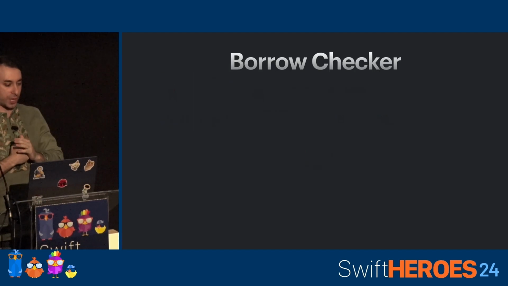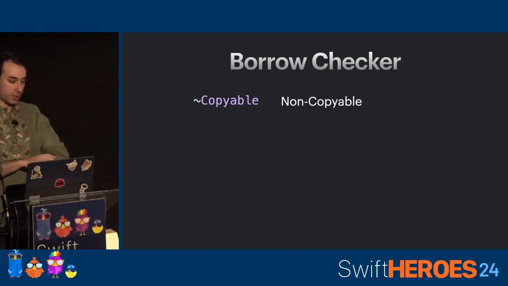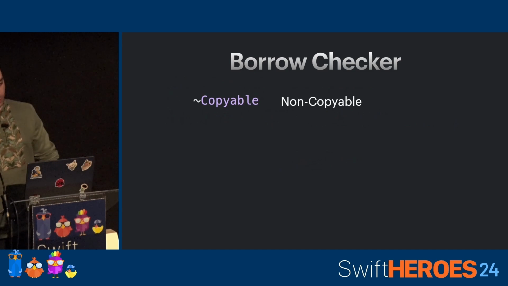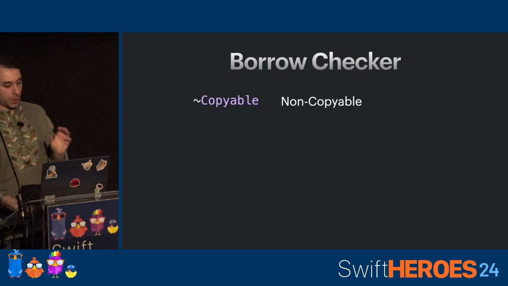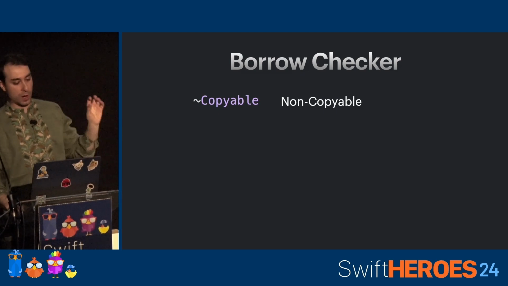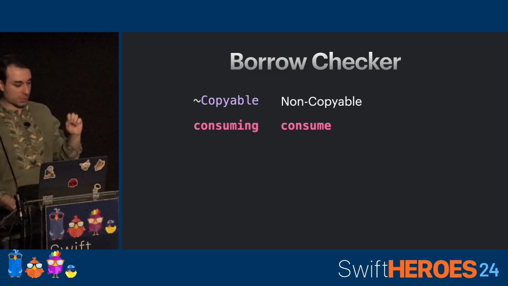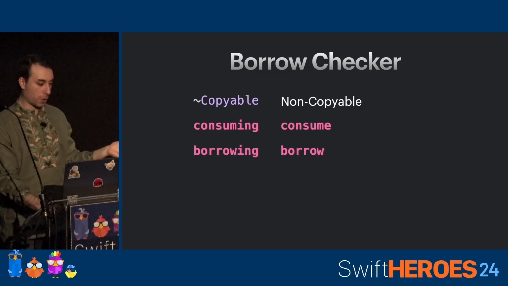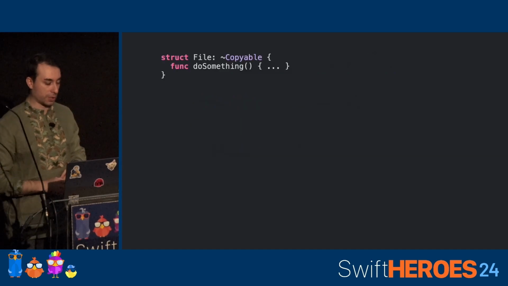And this is where the borrow checker comes in Swift 5.9. I'll give you a quick introduction to this, and tomorrow there will be an in-depth session by Josip, I think. So the borrow checker introduces a couple of keywords. One is non-copyable, and a couple of keywords, consuming and consume, and borrowing and borrow. The best way to understand this is by looking at an example.